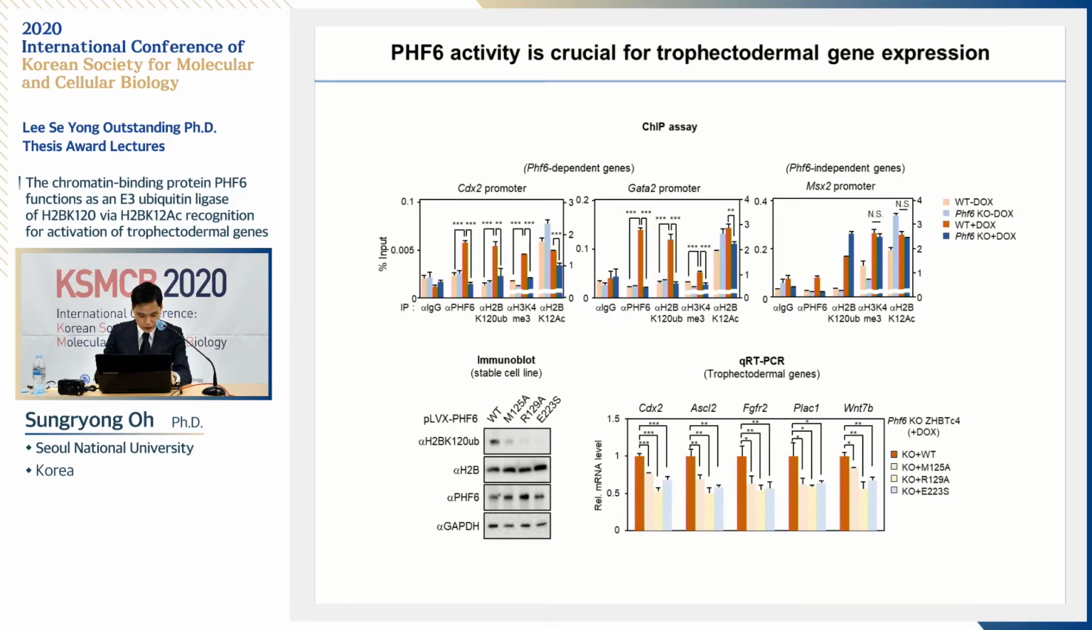Next, I checked whether this molecular function of PHF6 affects H2Bub levels and gene expression in the context of trophectodermal differentiation. As a result of checking through chromatin IP experiments, I confirmed that PHF6 is located on the promoter of trophectodermal genes, and the levels of H2Bub and H3K4 trimethylation were increased PHF6-dependently. In addition, as a result of expressing PHF6 wild type or mutants in PHF6 knockout cells, I confirmed that H2Bub levels were not recovered in each mutant and that the expression of trophectodermal genes was not sufficiently increased.